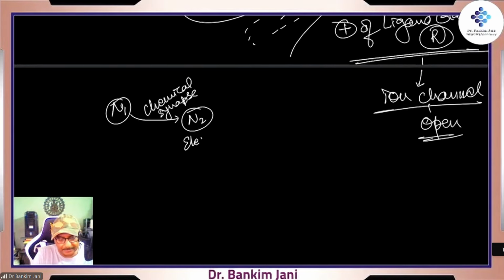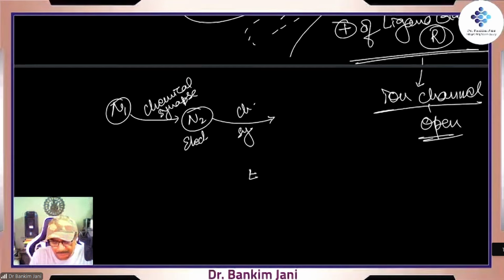Then again the electrical activity. Then once again there would be the chemical synapse and the process continues. Right? So 1 to 2. And this entire wave which is going, that is the action potential, because it will be leading to some action.